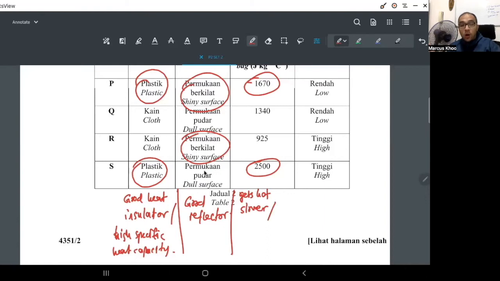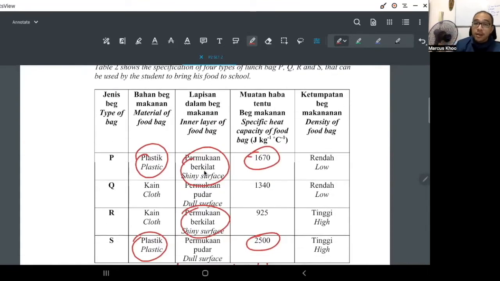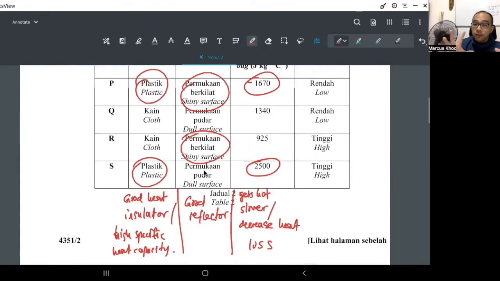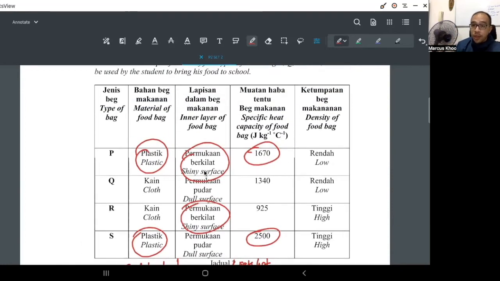Okay, or another one over here will be to decrease heat loss. Okay, because we are talking about the entire food bag itself. Okay, so if it takes a very long time to become hot, the heat loss is minimal. Okay, it takes a very long time to absorb the heat.